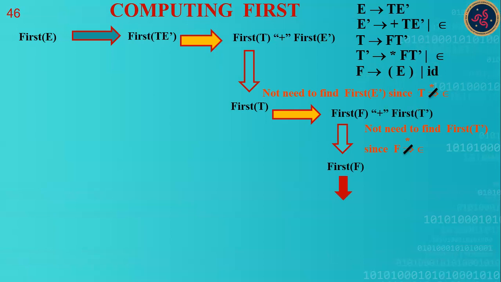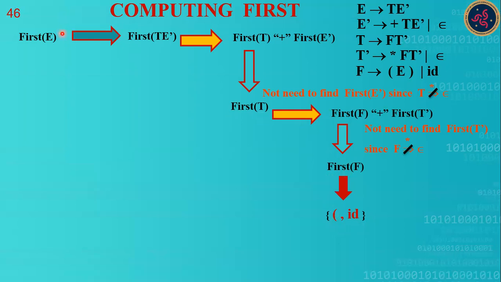Okay, so here we have two symbols, that is opening bracket, comma, id. So first of F is opening bracket and id. So what will be the first of T? First of T also is equal to first of F, right? So first of F is bracket and id. So first of T will also be bracket and id.